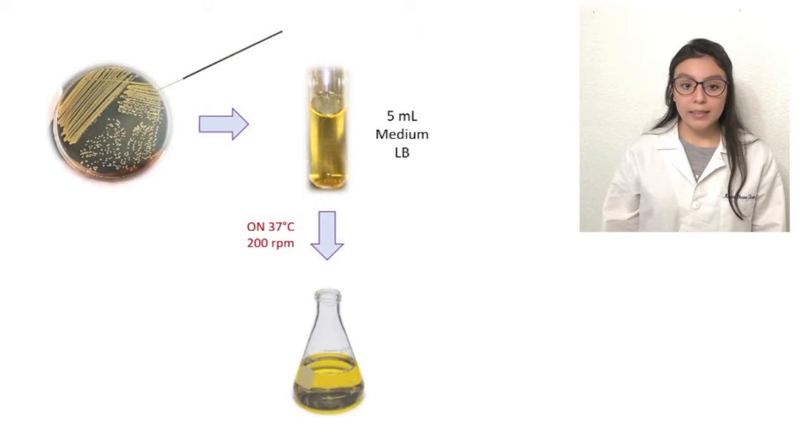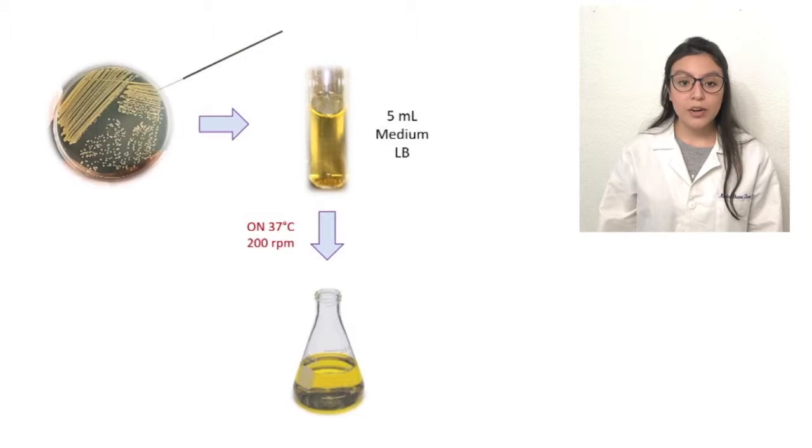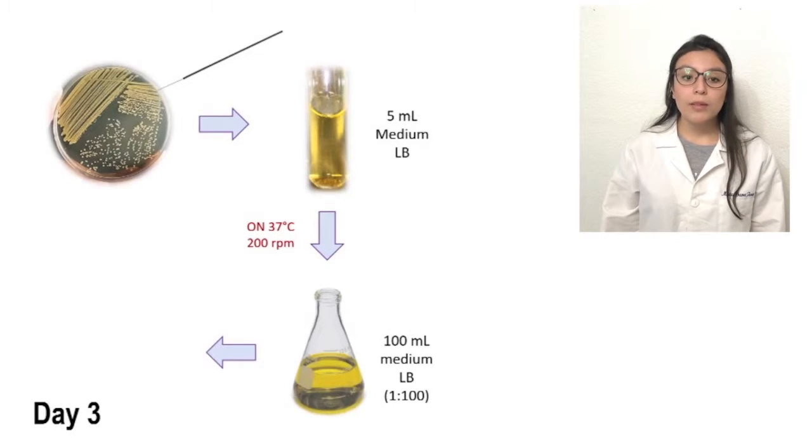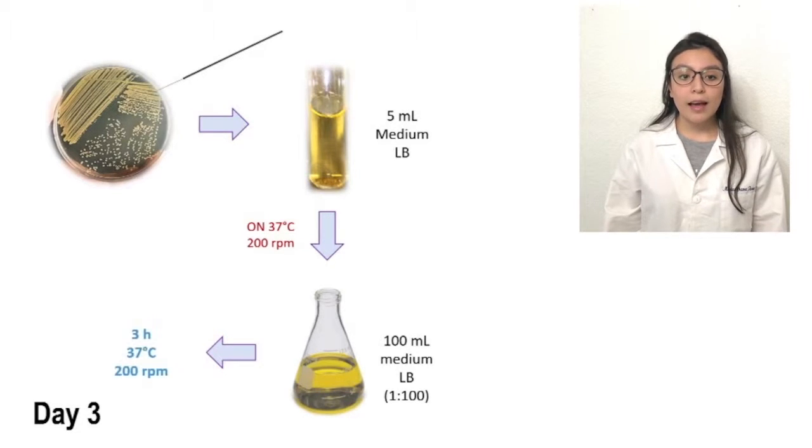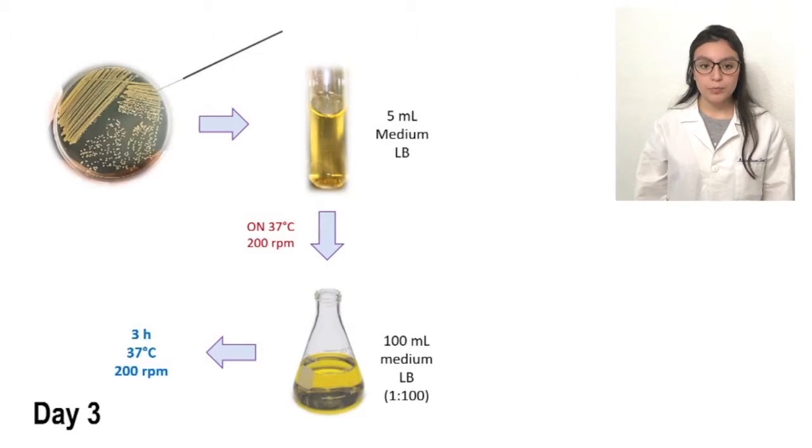On the day of the practice, at least 3 hours before starting, 100 ml of LB medium will be sown with 1 ml of the seed culture and incubated at 37 degrees Celsius.